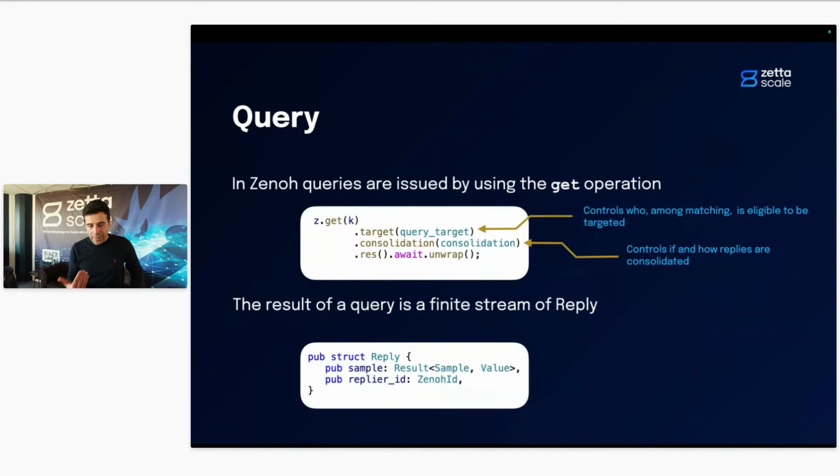Now, when you issue a query, you can control the target, and the target decides who among the matching queryables or how many will be addressed, and then the consolidation, which is what happens to the reply. Are they consolidated at all? How are they consolidated?